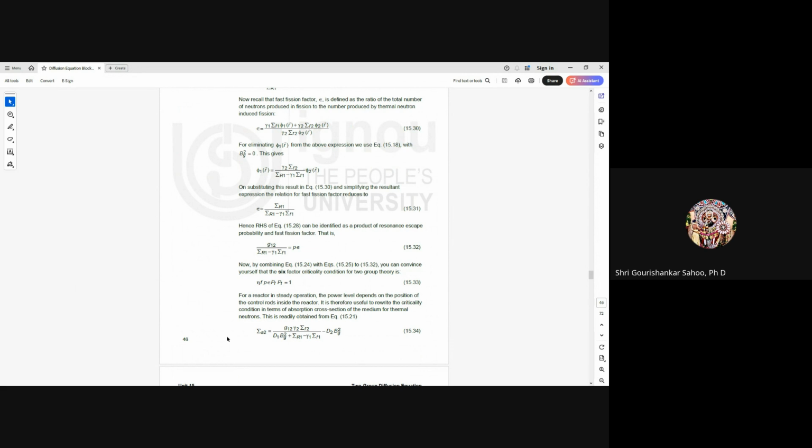For a reactor in steady operation, the power level depends on the position of the control rods inside the reactor. It is therefore useful to rewrite the criticality condition in terms of absorption cross section of the medium for thermal neutron. So sigma A2 is equal to G12 gamma 2 sigma F2 by D1 Bg square plus sigma R1 minus gamma 1 sigma F1, subtracted or minus D2 Bg square.